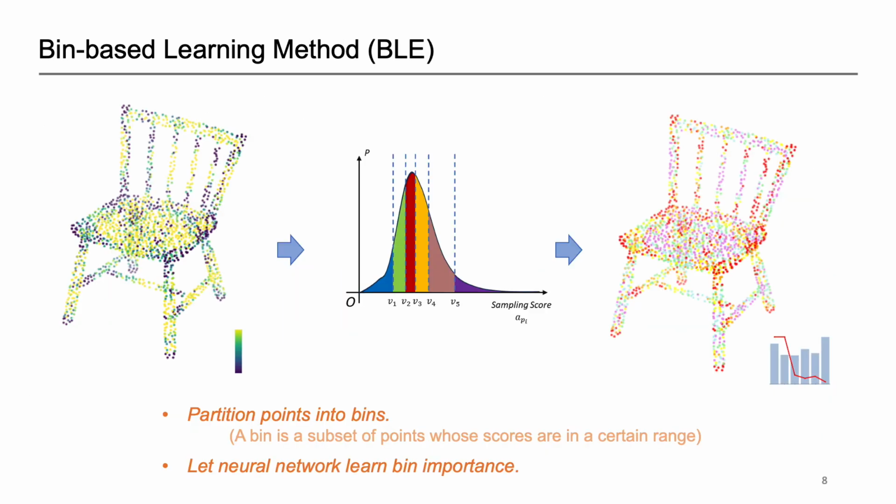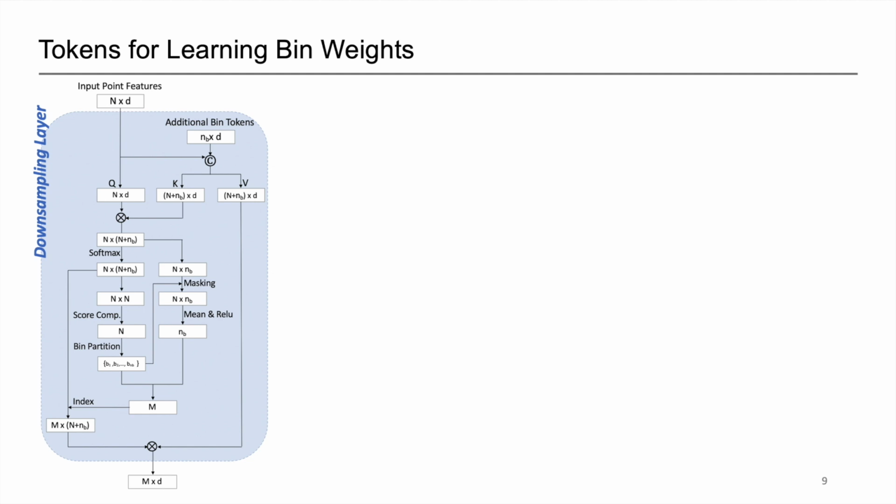For the part of bin-based learning method, the sampling strategy can be described by the bin partitioning process and the assignment of importance weights to each bin. First, we partition points into bins based on their sampling scores. To increase the model's input adaptability, we use unequal partitioning, and update the bin boundary values in a momentum-based manner. The next step is to learn sampling weights for each bin.